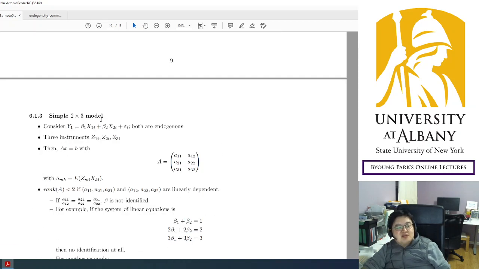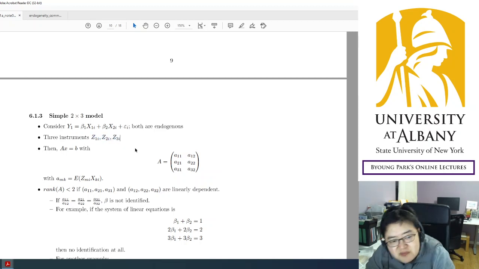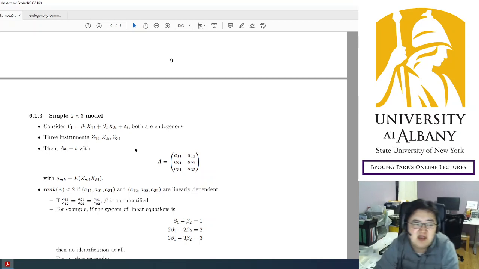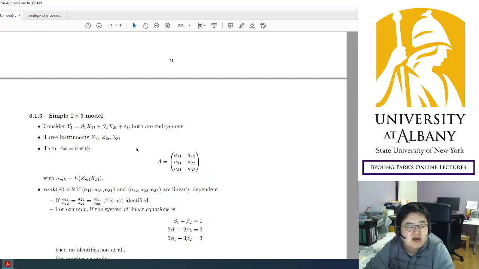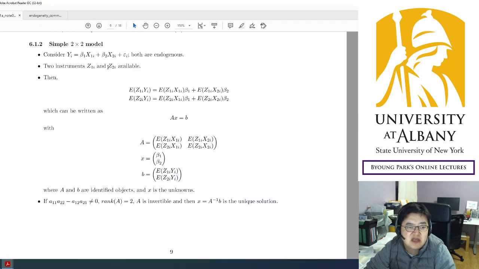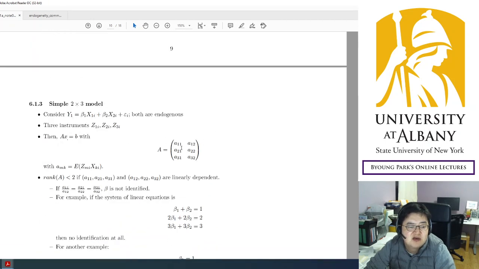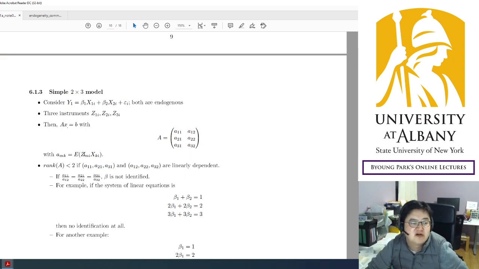But the problem here is, what if you have 3 instruments for 2 endogenous variables? This happens in many cases, and we are going to do the same thing. Ax = b, so x is beta, and A and b are expectations. And simply, I am going to write A in this way, right? So 3x2, so there are 3 equations. So do the same thing as you did here. And I am not going to write the expectations for simplicity.